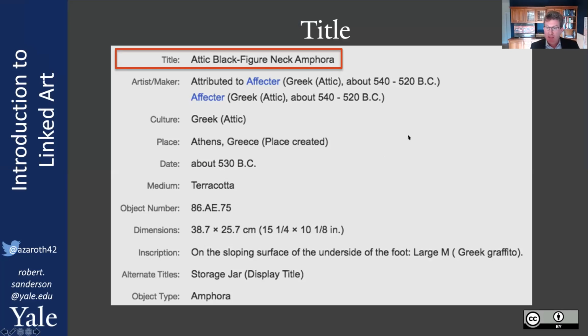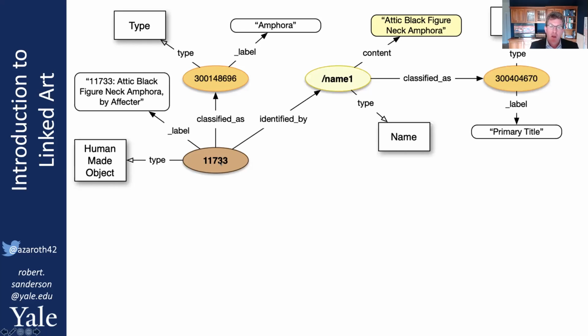Okay, titles. Clearly, we need to be able to talk about titles of things. So in CRM, each title of an object is a unique name, and hence this particular name identifies this object. There could be two different objects with the name Attic Black Figure Neck Amphora, but because this has its own URI, this name identifies this object. So now we have content, which is the actual string. We repeat the classification pattern to say that this is the primary title, AAT 300404670, and again, this is a class.